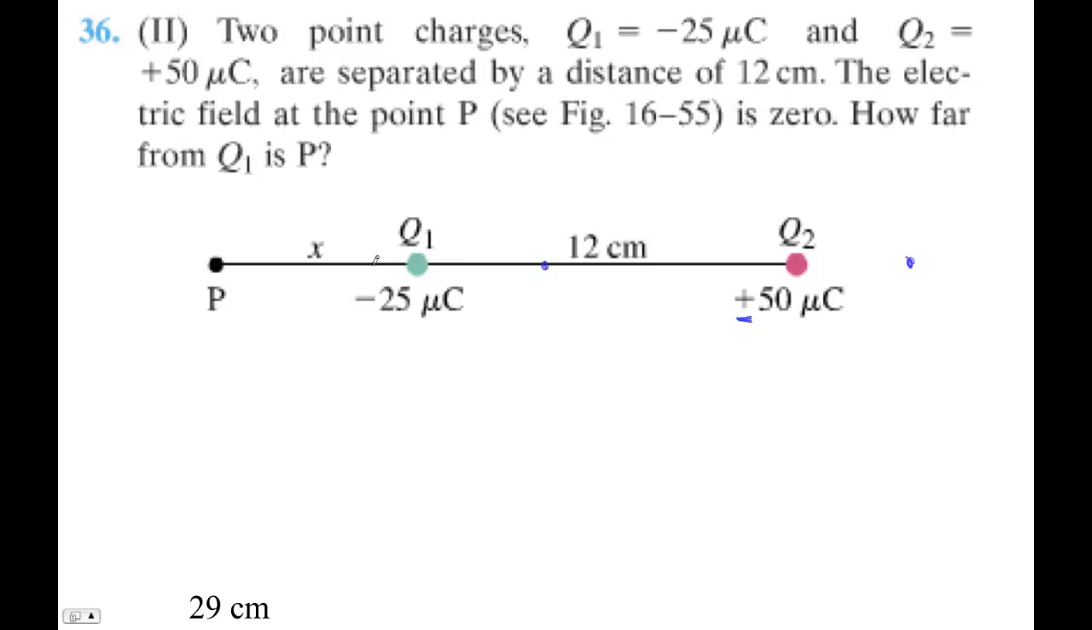Now the setup isn't that hard. What we're going to do is set the electric fields equal. When they're equal on this side, that's when it would be zero, because the electric field due to Q1 would be that way, and the electric field due to Q2 would be this way. So when they are equal in magnitude, there'd be zero, because they're in opposite directions. So let's just set this thing up.